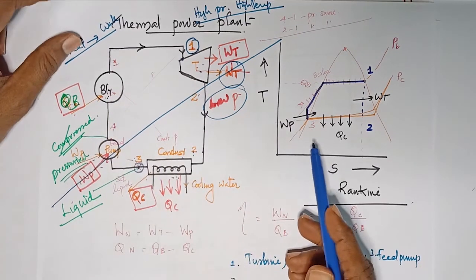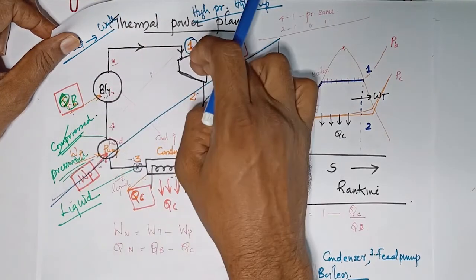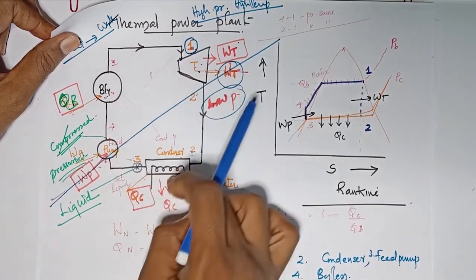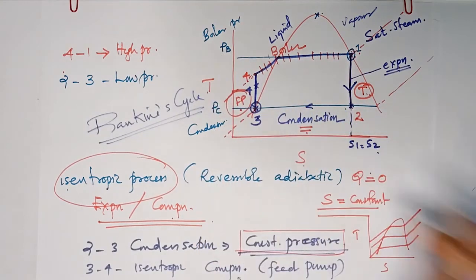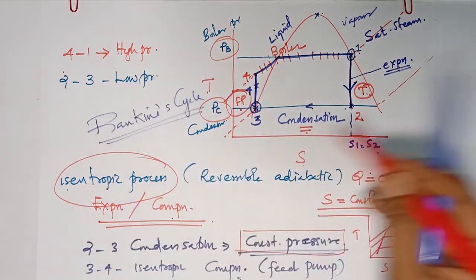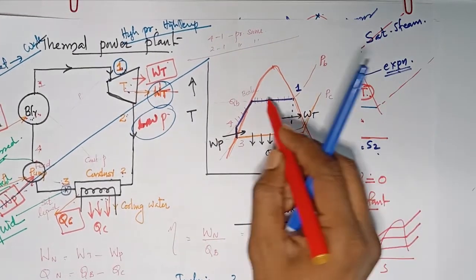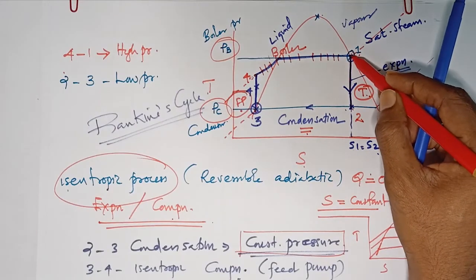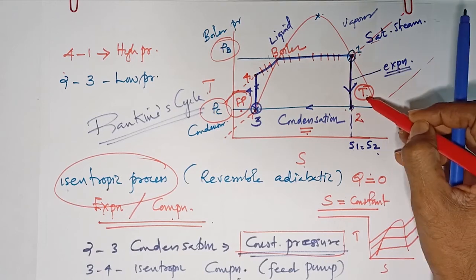So what are the high pressure regions? The boiler and the inlet of the turbine. This is the high pressure region, this is the low pressure region. So there are two pressures, that is boiler pressure and condenser pressure. So we are drawing that in a dome. This is the one pressure and this is the second pressure. So point number one is saturated steam. Saturated steam is expanding. 1 to 2 happens in the turbine.